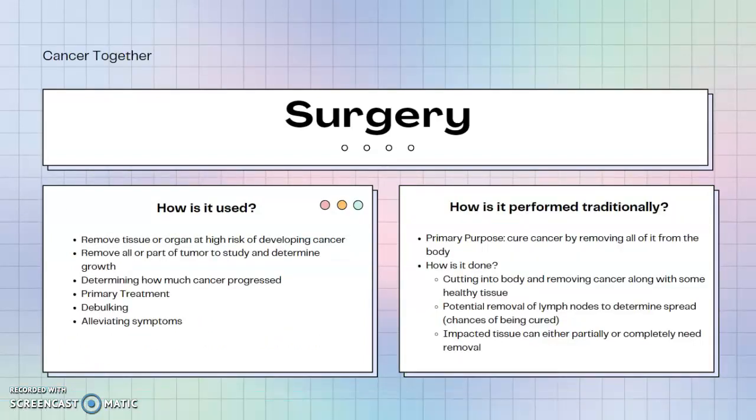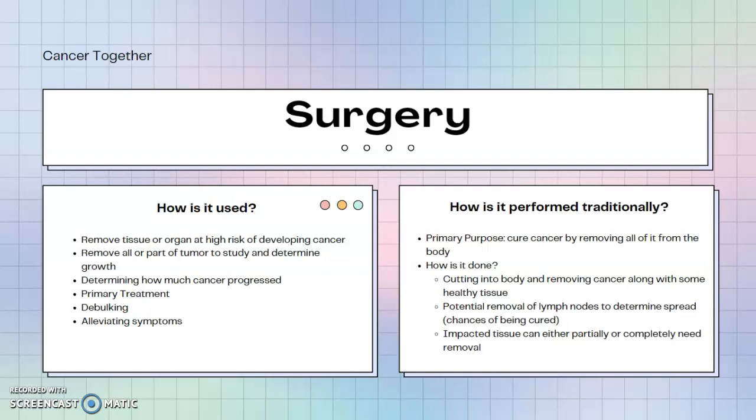So as we learned last time, surgery, also known as tumor removal or curative surgery, is used to remove the tumor and some of the margin around it, and it can be used as the only treatment or be used in coordination with other treatments too. Continuing off with that, surgery is an operation to remove part of the body to either diagnose or treat cancer. It can be used for a number of purposes like removing tissue at a high risk of developing cancer, to study if the cancer growth is benign or malignant, to determine how much cancer has progressed based off its size and if it's spread to the lymph nodes.